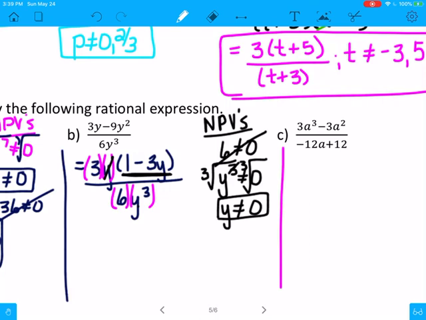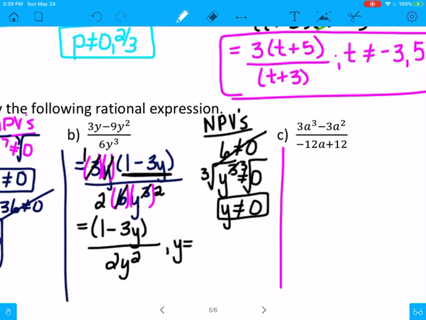Okay? Then I have a y and a y cubed by themselves. So I can take one y off of here and one y off of here, and I'm left with a y squared. And then the 3 and the 6 are by themselves, so I can take a 3 out of both. 3 divided by 3 is 1. 6 divided by 3 is 2. So I'm left with 1 minus 3y on the top, and if you want to put in brackets, you can, over 2y squared. Y cannot equal 0.